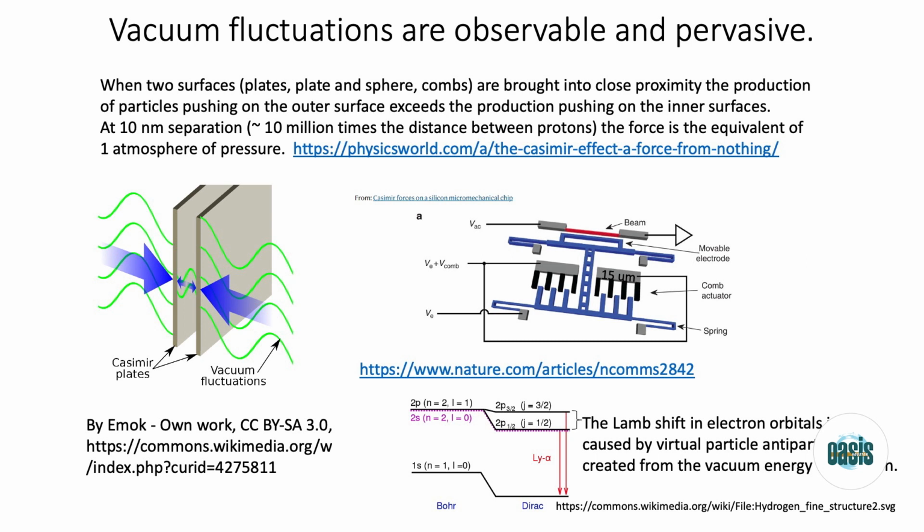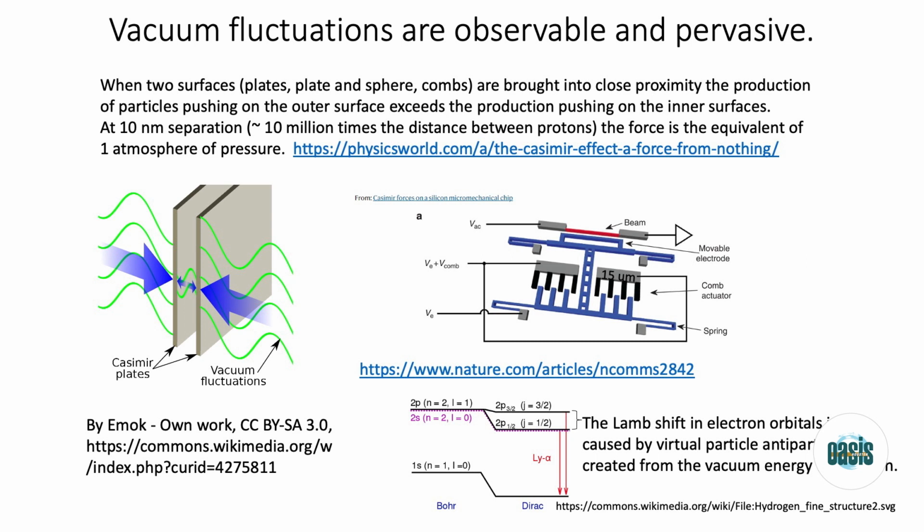But this vacuum expectation value is actually observable. You can take two plates and space them very, very close together. And because particles are being created in the space outside the plates and in the space within it, this space becomes so small that you can create more particles outside than inside. And there's a force pushing the plates together. And you can actually measure that.